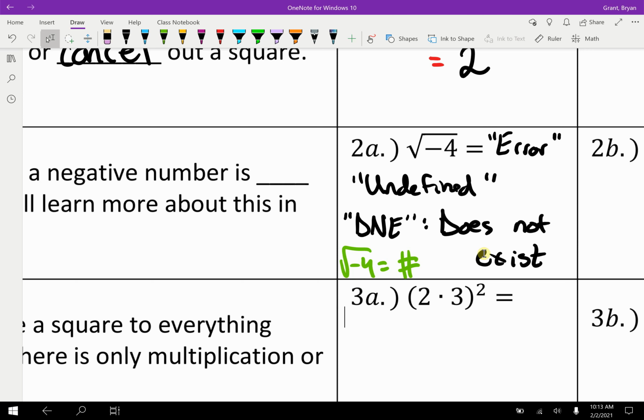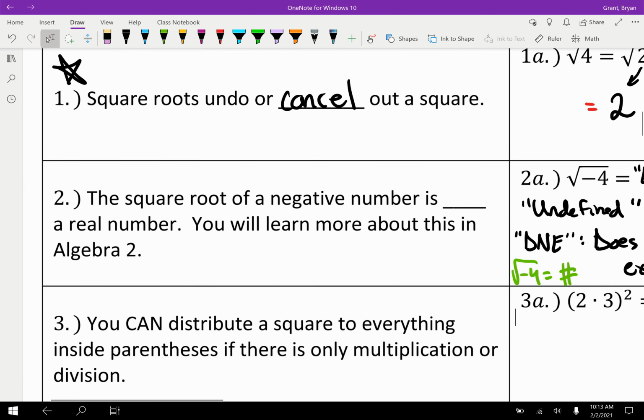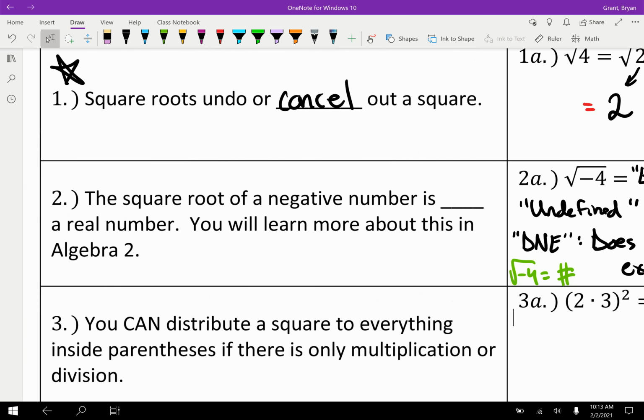But what's actually going to happen is in the next year or two, you're going to learn that there are extra numbers that you haven't learned yet called imaginary numbers, that when you do multiply them times themselves, they do equal negatives. But that's a conversation for a different class. Either way, though, probably the best way to say this is that the square root of a negative number is not a real number. So you're going to learn about those non-real numbers, those imaginary numbers, in Algebra 2.